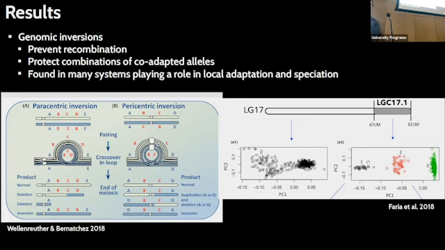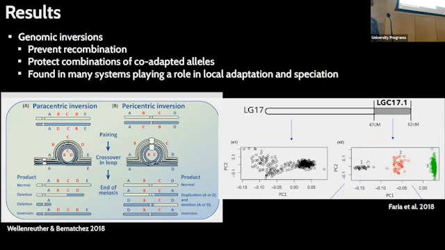When you have both haplotypes together in a heterokaryotype, it prevents recombination, particularly at the breakpoints. In a way, it can protect combinations of co-adapted alleles from the effect of gene flow and recombination, which can be very advantageous for local adaptation and speciation. Genomic inversions have been found to play a role in local adaptation and speciation in many systems.